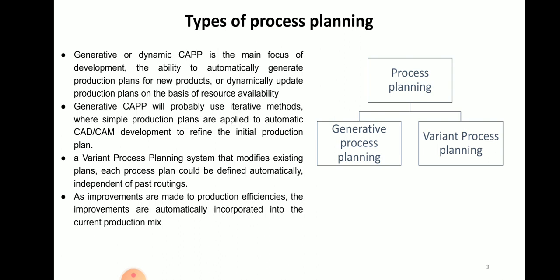Generative CAPP will probably use iterative methods where simple production plans are applied to automatic CAD CAM development to refine the initial production plan, whereas a variant process planning system modifies existing plans. Each process plan could be defined automatically, independent of past routings.